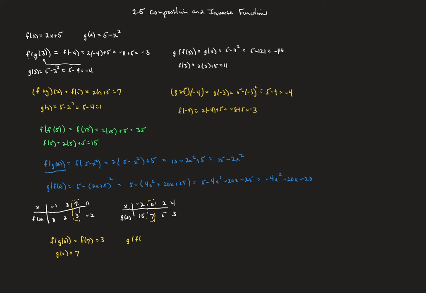In a similar fashion, g of f of 11, we first figure out f of 11, and in our table, we see that that's going to be negative 2. So g of f of 11 becomes g of negative 2, and on the table for g, we see that that's 15. And on f of f of 7, we first find f of 7, and we did that earlier and got 3. So f of f of 7 becomes f of 3, which we see is 2.